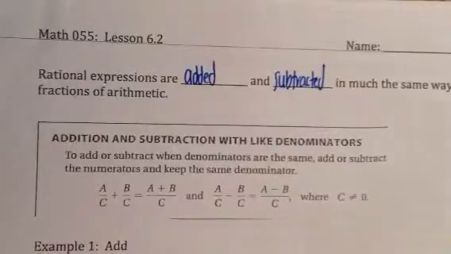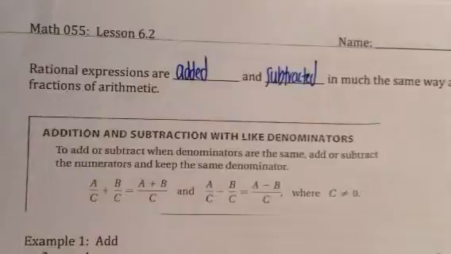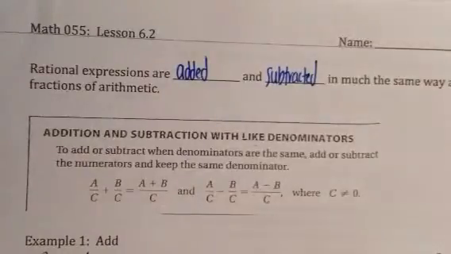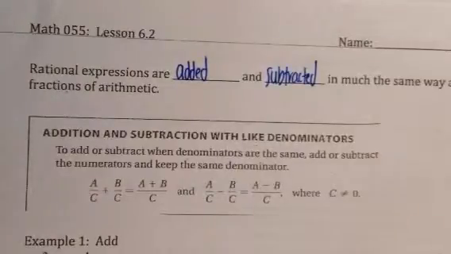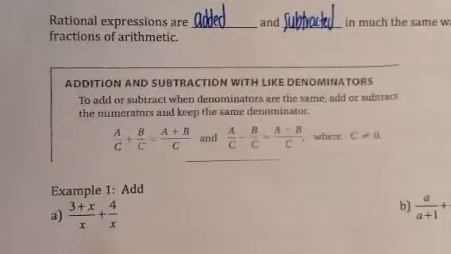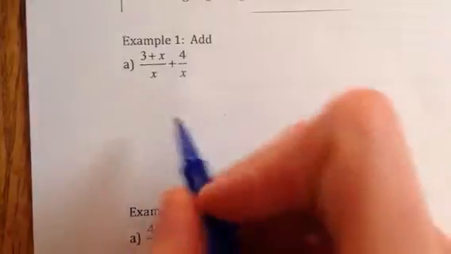In Lesson 6.2, we're going to talk about rational expressions that are added and subtracted together. The rules for adding and subtracting rational expressions are very similar to how we would add and subtract fractions, meaning we have to have common denominators. So in example number 1, we're going to add these two together.